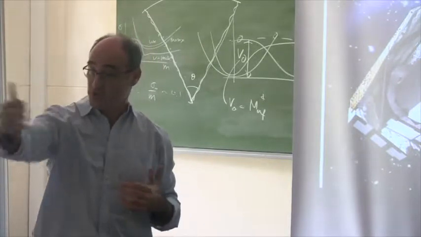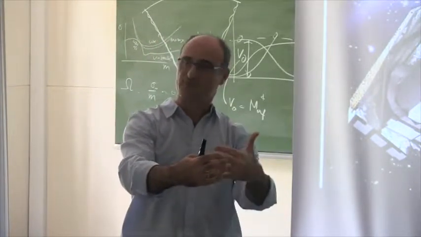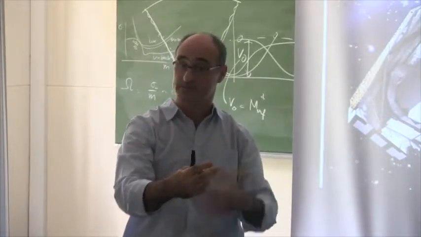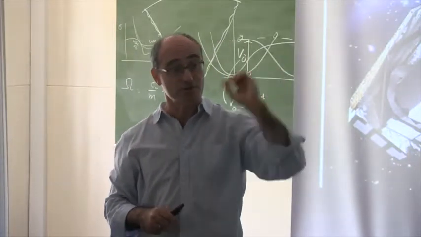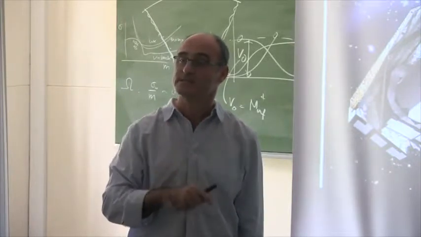Which means that all these features of growth of structure due to modifications of gravity, modification of dark energy, are not going to be probed by Euclid. It's going to probe very well the initial conditions, but it's not going to probe the evolution through gravitational collapse. For that, we will need something like DESI.